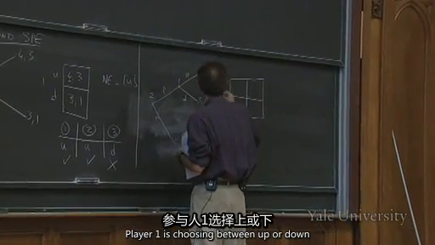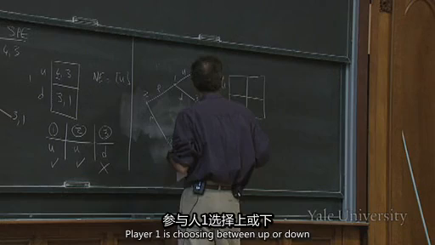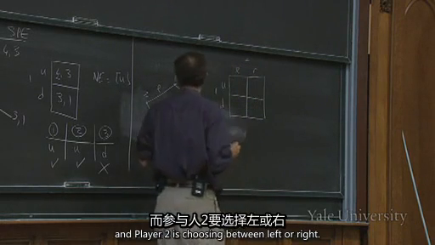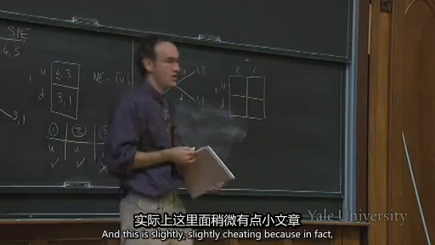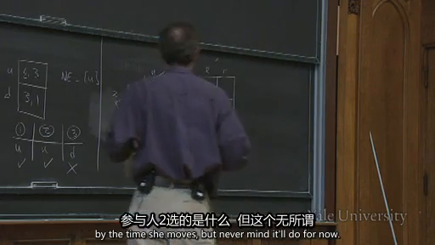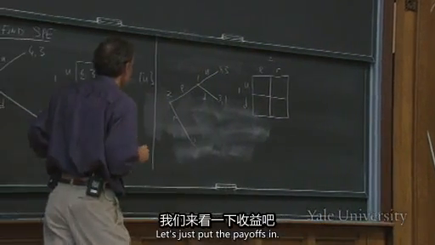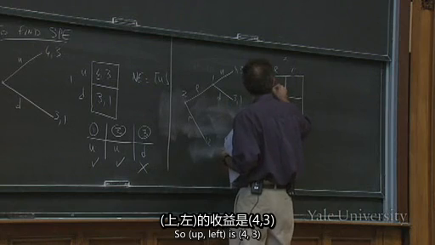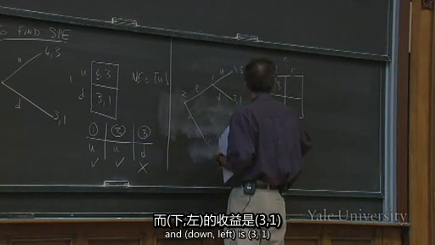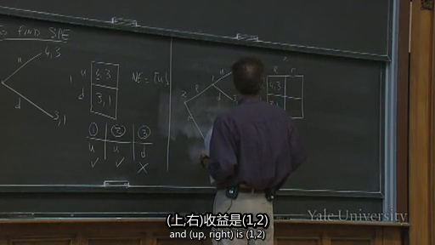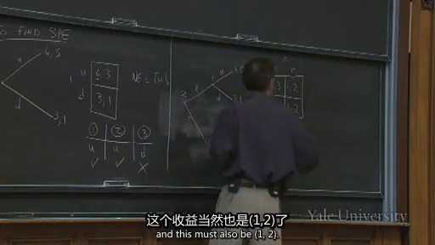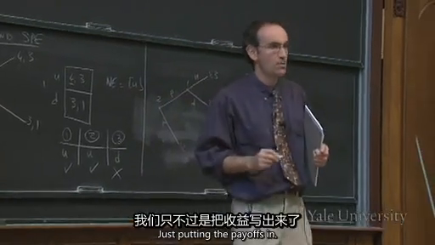Player 1 is choosing between up or down, and player 2 is choosing between left or right. And this is slightly cheating, because in fact player 1 of course knows what player 2 is going to have done by the time she moves, but never mind, it'll do for now. All right, and let's put the payoffs in. So up left is 4, 3, and down left is 3, 1, and up right is 1, 2, and this must also be 1, 2. All right, everyone happy with that? Just putting the payoffs in.